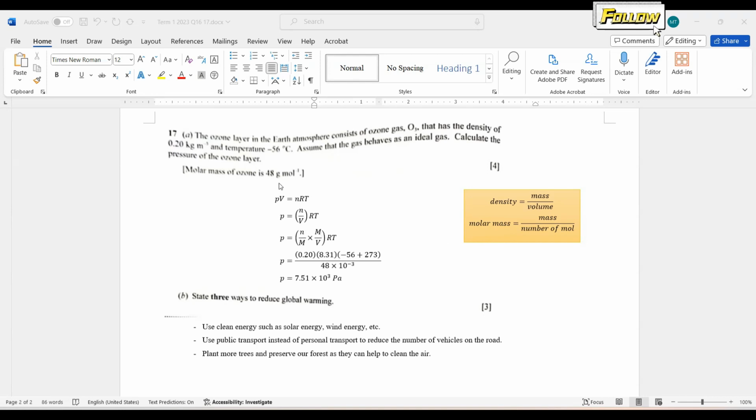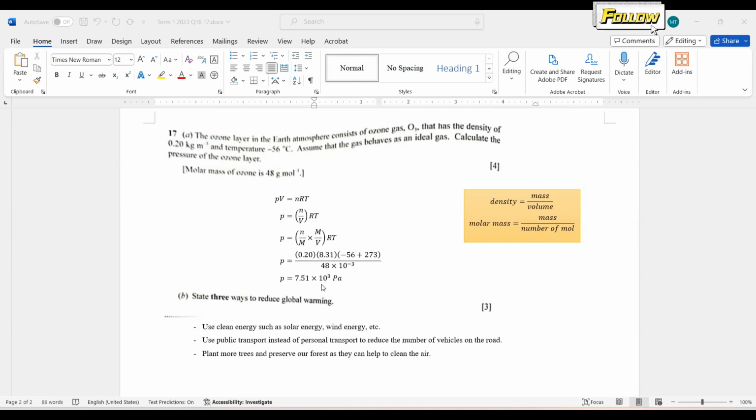So by deriving from the ideal gas equation, we could get all the pieces together: we have the density 0.2, multiplied by the gas constant and the temperature, don't forget to convert it into Kelvin, and then divided by the molar mass. So in the end, the pressure here is equal to 7.51 times 10 to the power of 3 Pascal.